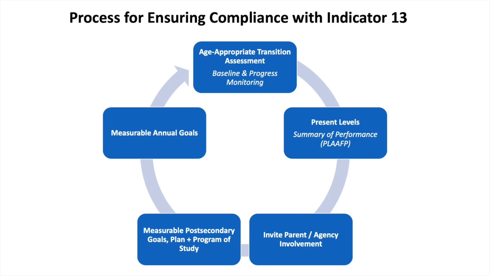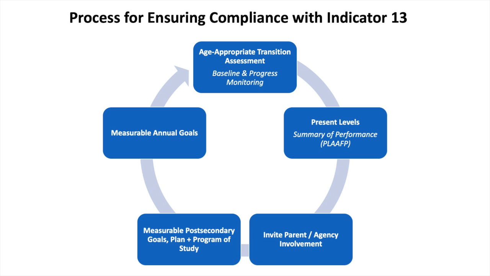When it comes to transition planning, we often place a heavy focus on Indicator 13 compliance, and rightfully so, because it's really critical that we ensure that all students have detailed transition goals that are developed from age-appropriate transition assessments, and that these goals are created in collaboration with students, families, and agencies. We then make sure that they are followed up with a detailed plan for a program of study and related services to support them in reaching these goals.